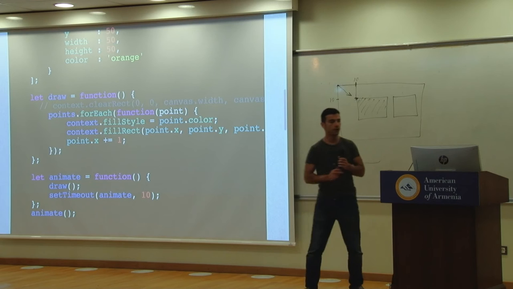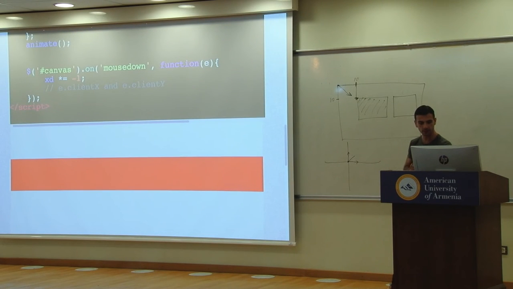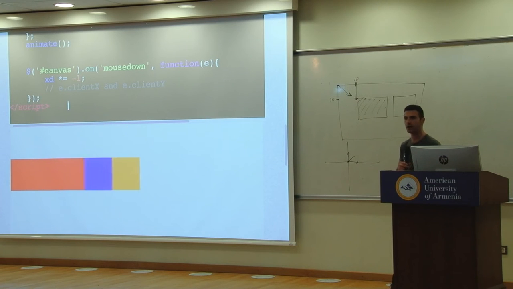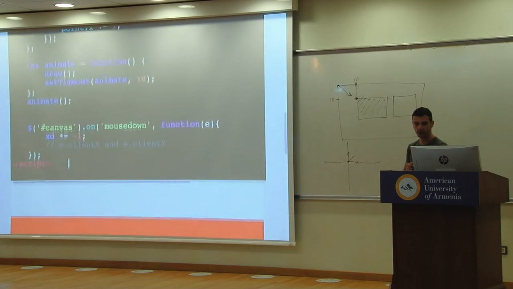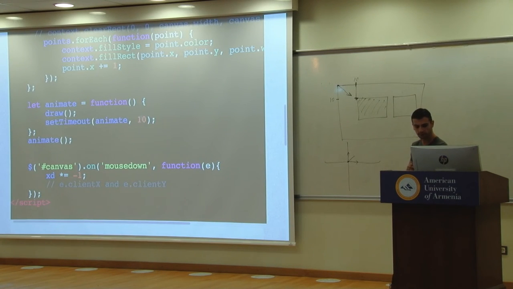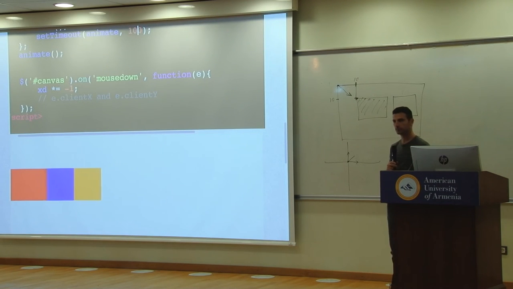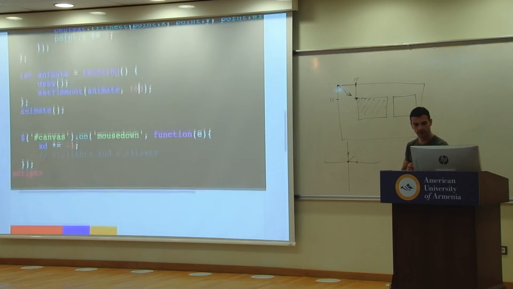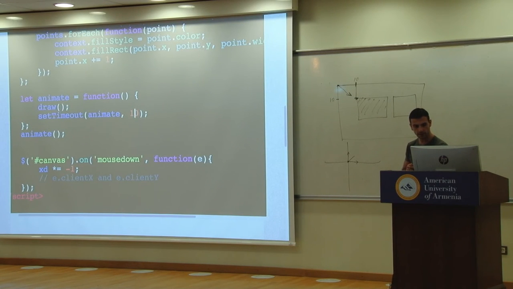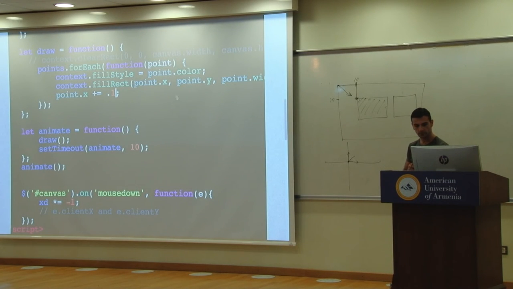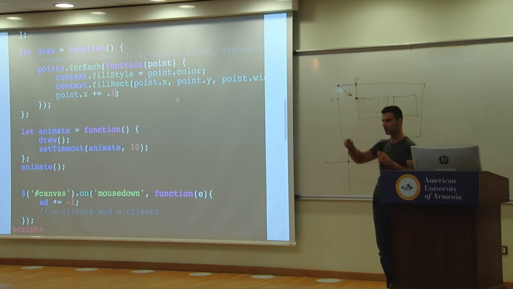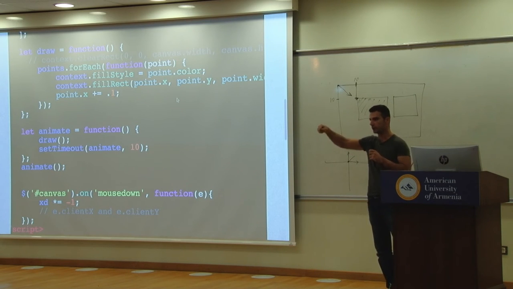Is this clear? Okay, if this is clear, how can I make that animation slower? Decrease the step, I can also increase the time. I can also do 0.1, for example. Because then the x will be 0.1, 0.2, instead of 1, 2, 3, 4, 5, 6.